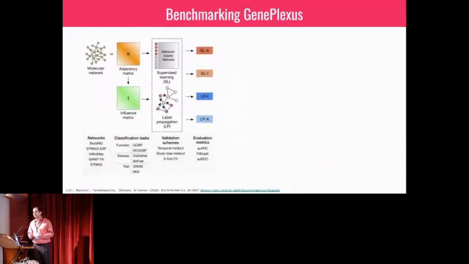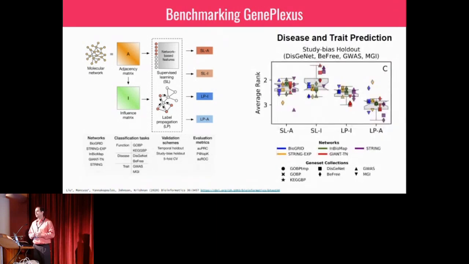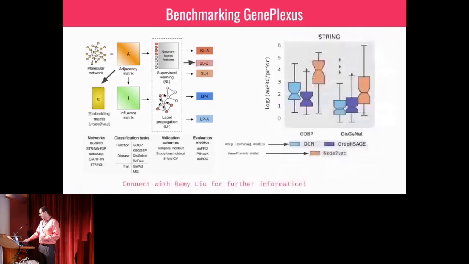So we've extensively benchmarked this. We looked at a whole bunch of different processes, pathways, and diseases. We used a whole bunch of different networks and a bunch of different validation schemes. Basically, we benchmarked it against a method called label propagation, which is the go-to method for network-based gene classification. And we pretty much show that this supervised learning method usually outperforms label propagation.